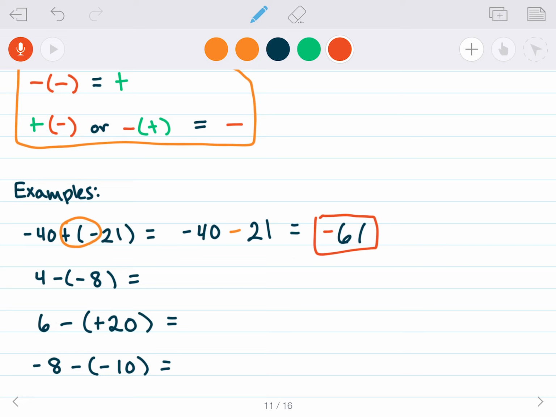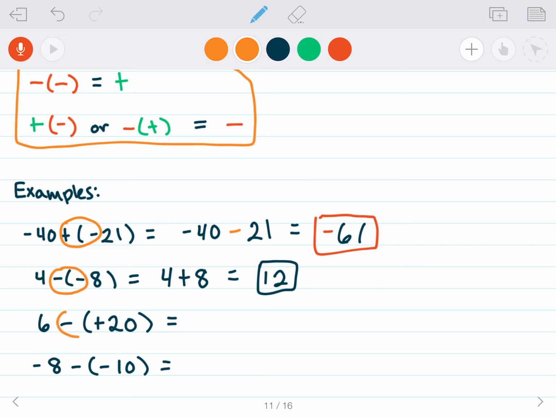That's our final answer. Now here we have two negatives next to each other. And by this rule right here, two negatives next to each other makes a positive. So I can rewrite this as 4 plus 8. And we know what 4 plus 8 is. It's 12. 8 and 4 make 12.